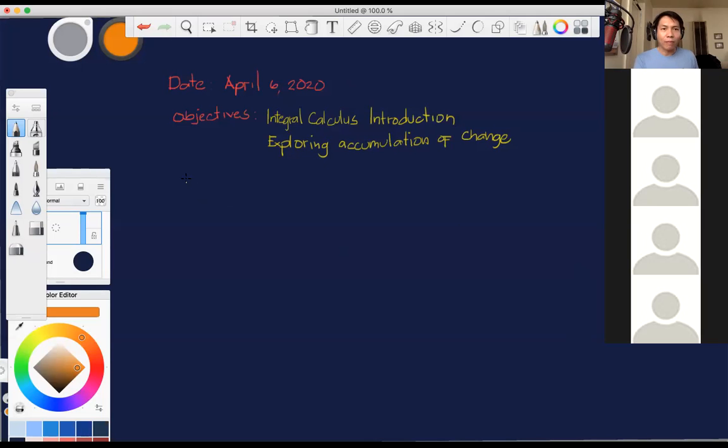sum. Okay, so this is the first two assignments that you have in Khan Academy. I think if we go right away to Riemann sum, if we try to have this into just one discussion, the accumulation of change and Riemann sum, I don't think it would be good for the rest of you. Some may be able to catch it right away, but some may have a headache. So let's just settle for accumulation of change for now. And we're also going to have a formal introduction to what integral calculus is.